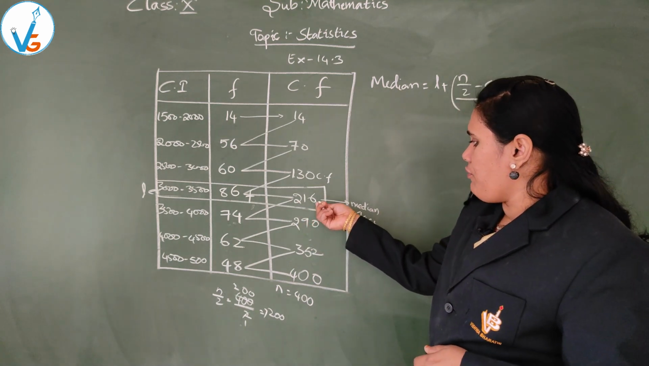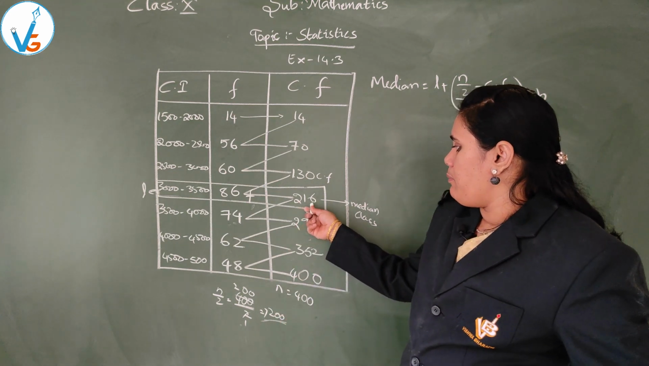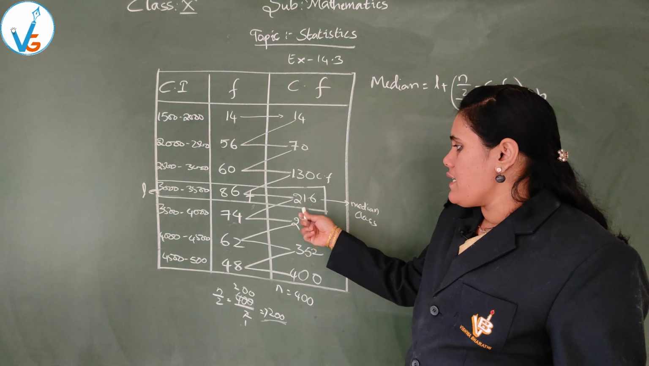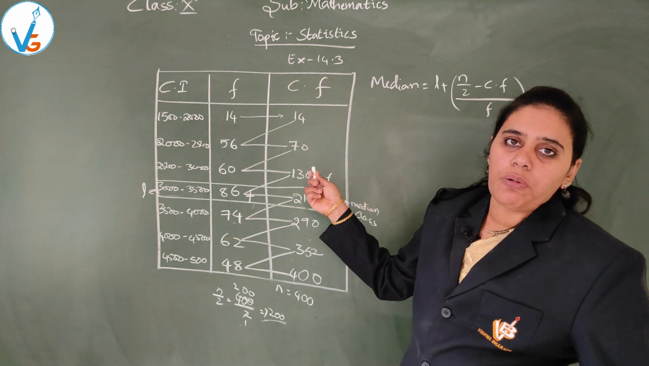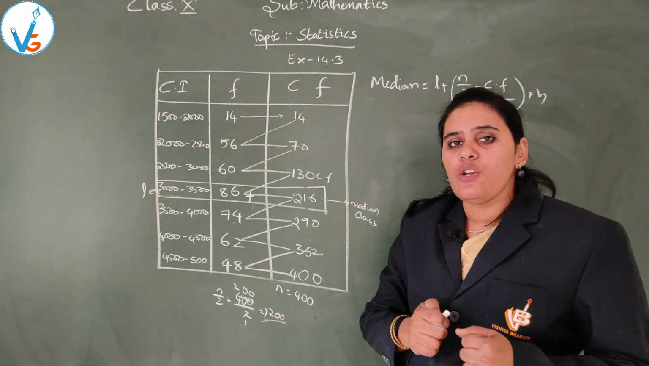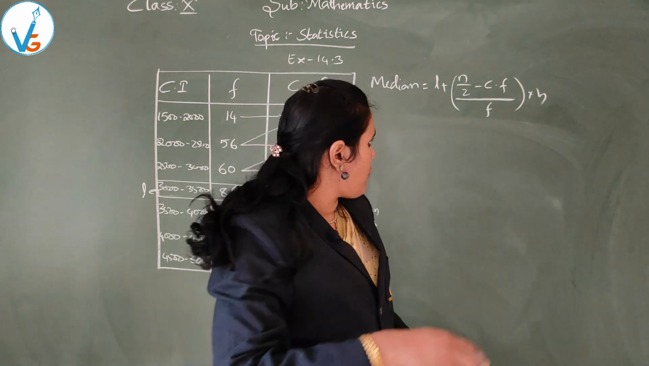So here the cumulative frequency is 200, here we got 200, it belongs to this group. So this is our median class, this is our lower boundary, this is our f, and this is our preceding cumulative frequency. Next we will substitute all these values in the formula. So let us substitute in the formula now.